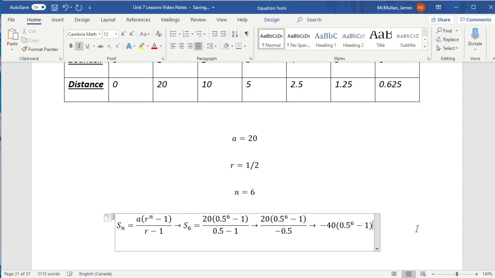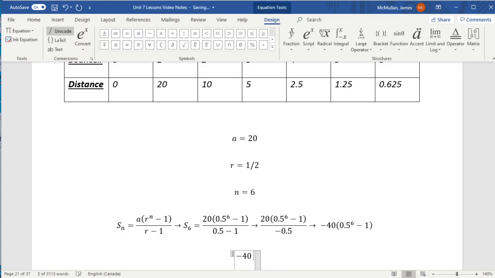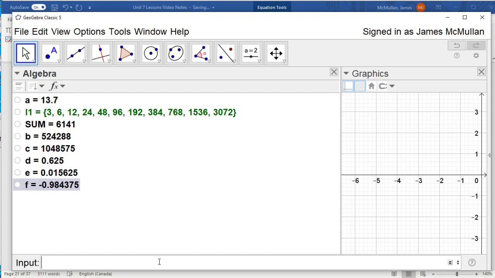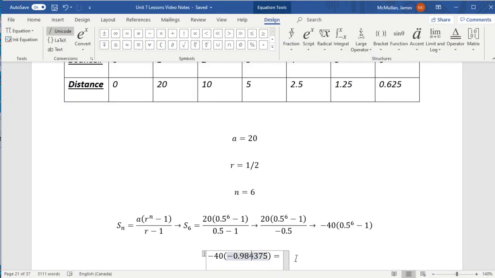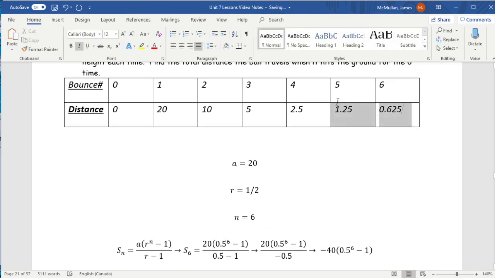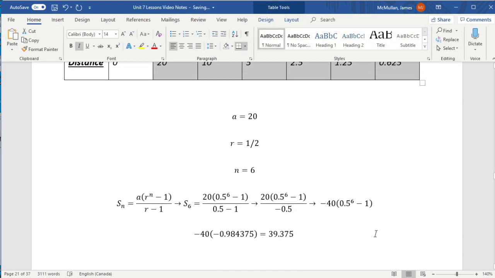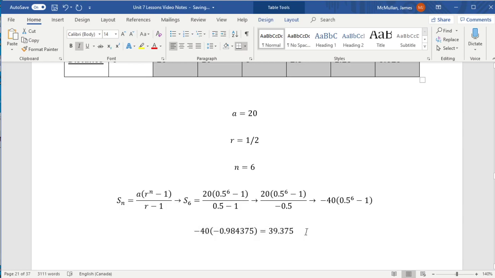So we have negative 40 times negative 0.984375. Oh, I forgot a 4 in there, didn't I? Negative 40 times negative 0.984375. And when you multiply that number, you get 39.375. Now again, you should be able to check. If you simply add all these numbers together, you'd get the same thing, 39.375.